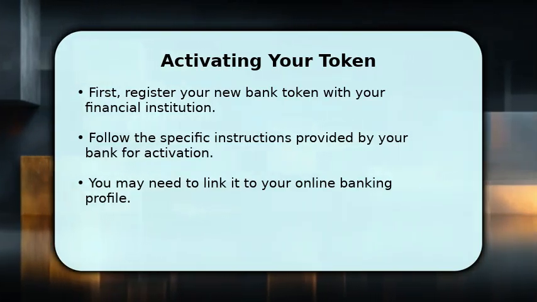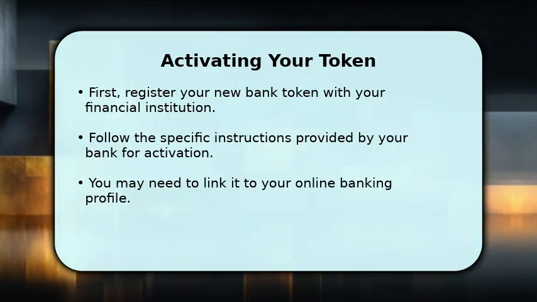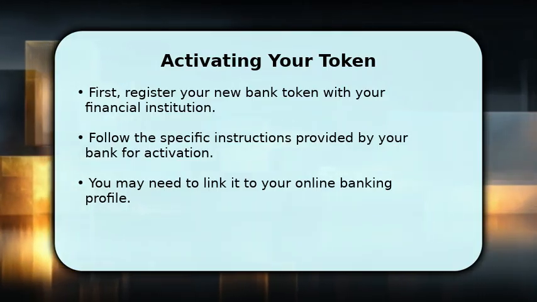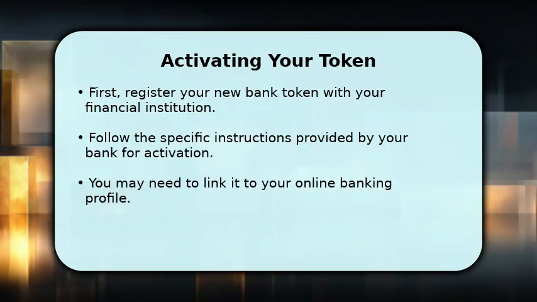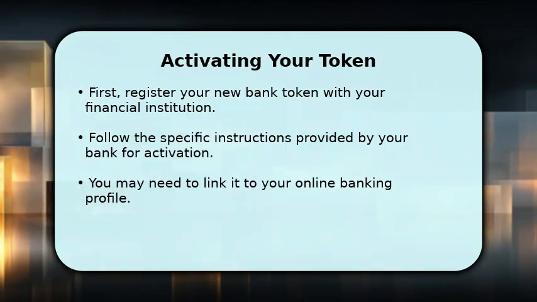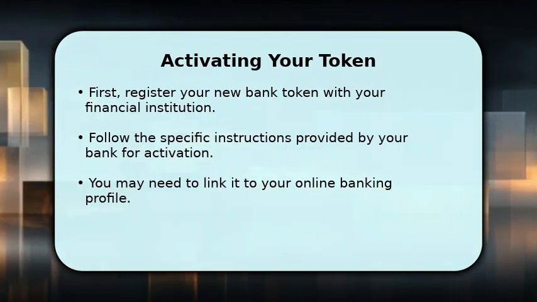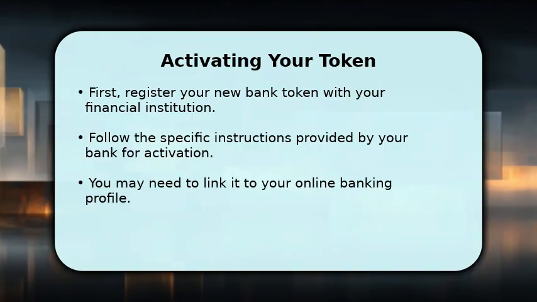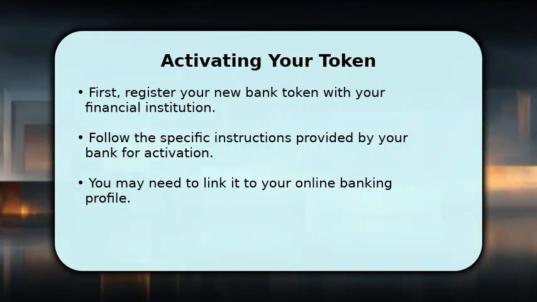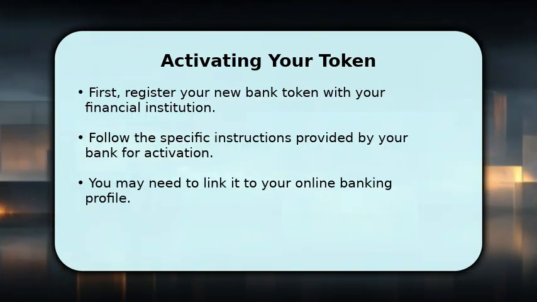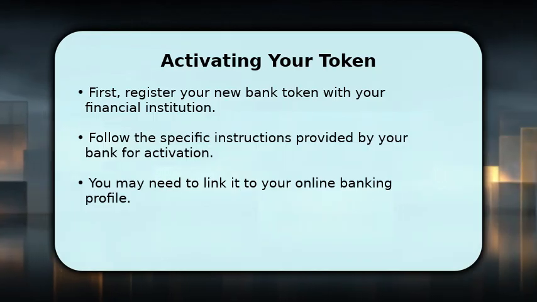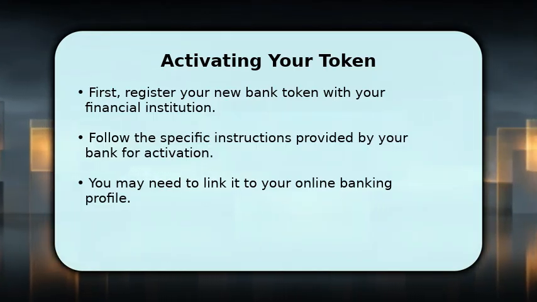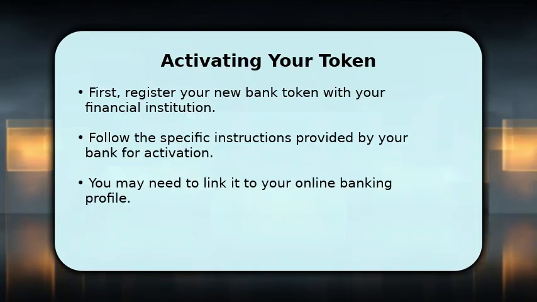Activating your bank token is a straightforward process. Typically, you'll need to register the device with your financial institution, often through their online banking portal or by visiting a branch. Your bank will provide specific instructions, which might involve entering a serial number or a temporary code. Once activated, your token is linked to your account, ready to generate secure passcodes for your transactions.